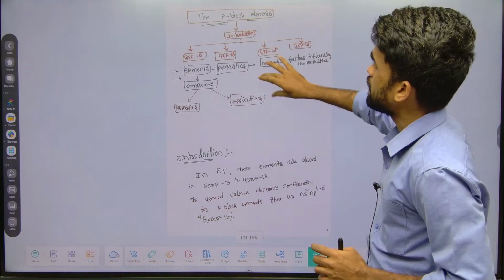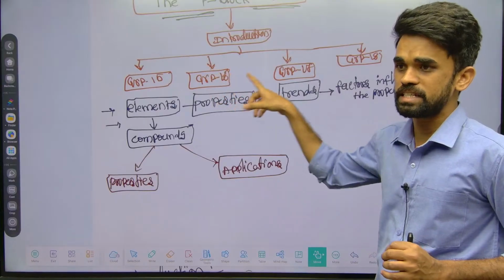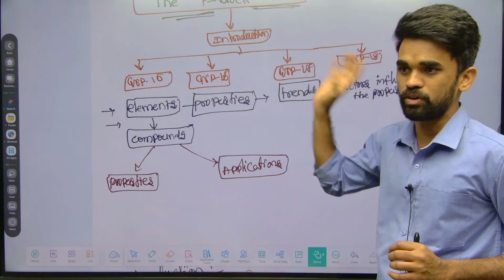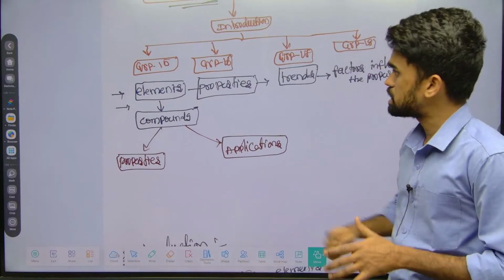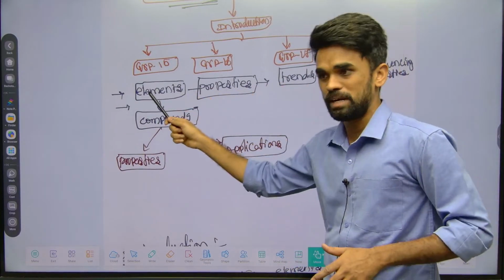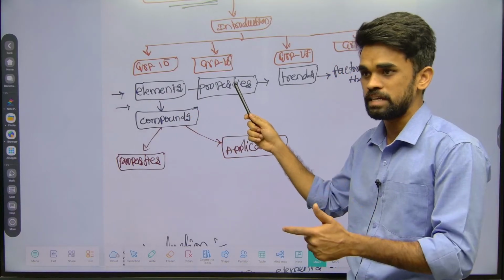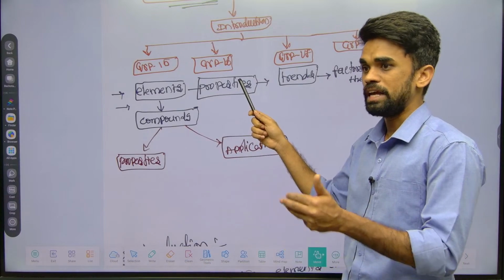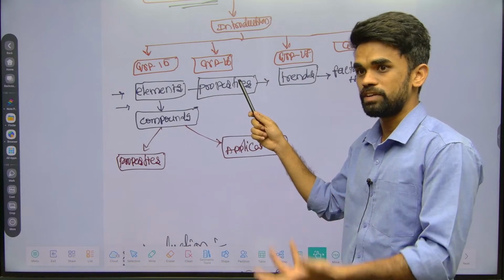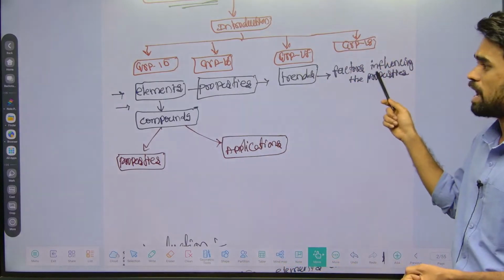See, what are the groups we have remaining? 15, 16, 17, 18. Yesterday 13, 14 were done. So what are the things we need to know? First of all, in these groups, what are the elements we have? What are their periodic properties: radius, size, volume, then density, how ionization energy varies, how electronegativity varies. These are the trends they ask, and what are the factors affecting them?